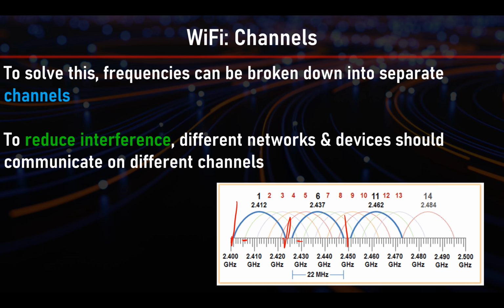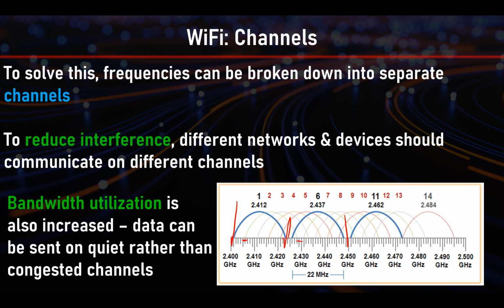And probably there's going to be some signal processing at the end that can eliminate the interference, probably based on something like Fourier transforms. Right, so bandwidth utilization is also increased because rather than having everyone send on the same channel, where we're going to get interference and people are going to have to wait, if we have 10 different channels, then effectively we can have 10 different devices sending simultaneously.